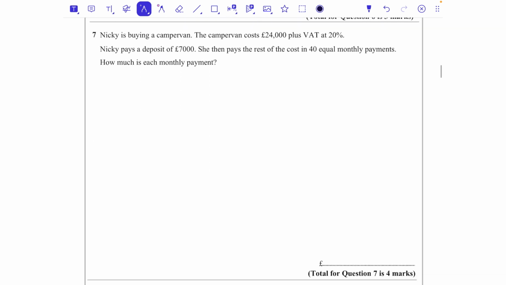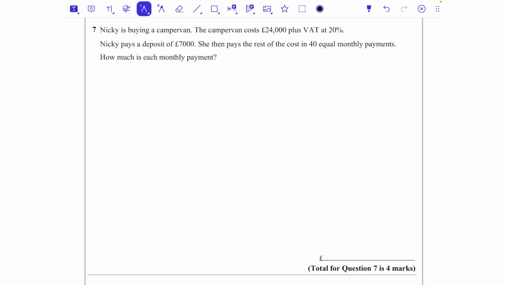Question number 7. Nikki is buying a camper van. The camper van costs £24,000 plus VAT at 20%. Nikki pays a deposit of £7,000. She then pays the rest of the cost in 40 equal monthly payments.